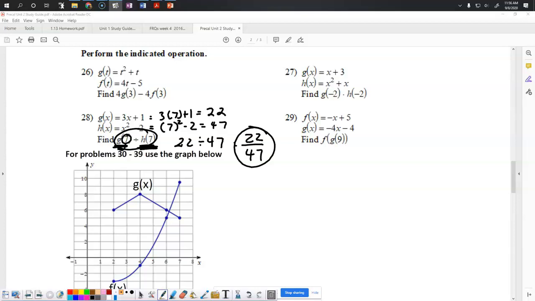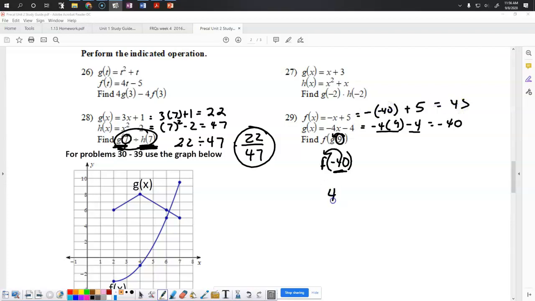Let's take a look at number 29. So this is a composite function. So what this means is I'm going to plug 9 into the g function, so let's do that. -36 take away 4 is -40. So since g of 9 equals -40, I'm just going to put that there, where g of 9 was. Now that tells me to plug -40 into the f function. Watch out for those double negatives. I'm getting 45 as a final answer on that one.